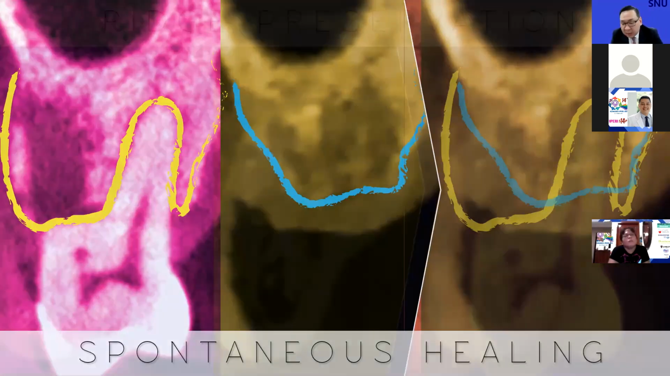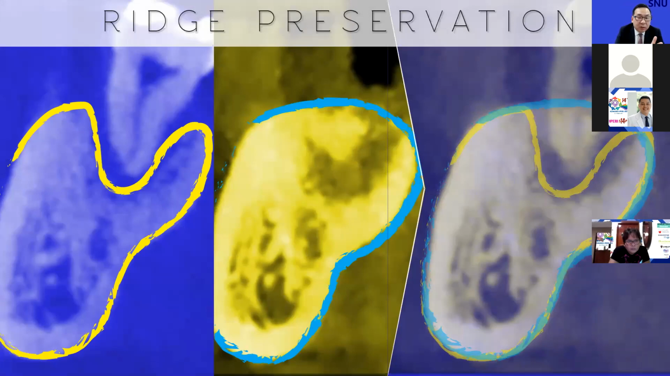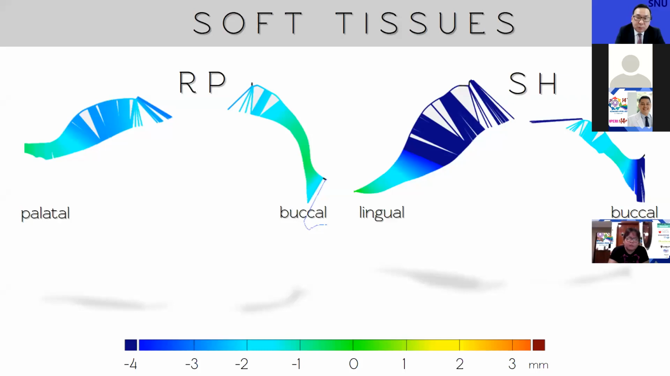And when we look at the ridge preservation group, we could see that actually there was vertical gain. However, when we look at it horizontally, we lost a little bit of bone horizontal dimension, especially 1 millimeter below the CEJ. But when you compare this to the control group, I think the results were significantly better in the ridge preservation group. And when we look at the soft tissue also, I think the ridge preservation group did much better, losing about 1 to 2 millimeters compared to 3 or 4 millimeters.